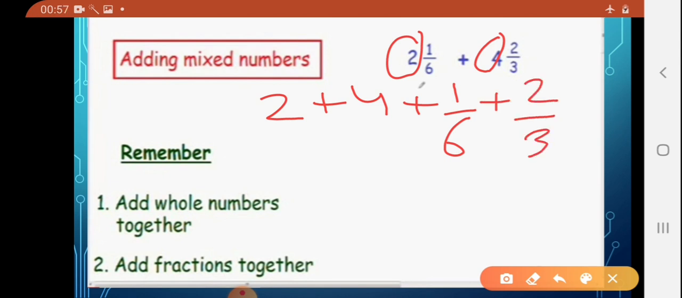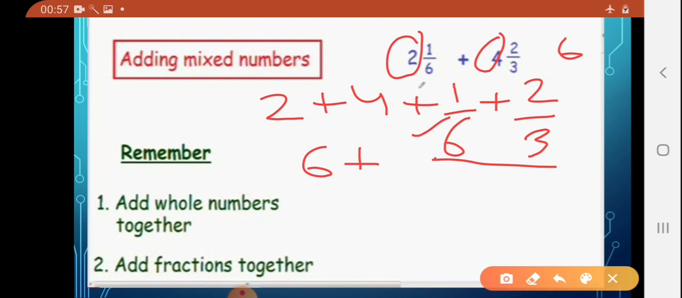Okay. So 2 plus 4, here it will come 6, and 1 upon 6 plus 2 upon 3 as we were doing. Now 6 and 3, the denominator is not same. So first we will change into like fraction. The LCM will come 6. Here you can see 6 already is there.